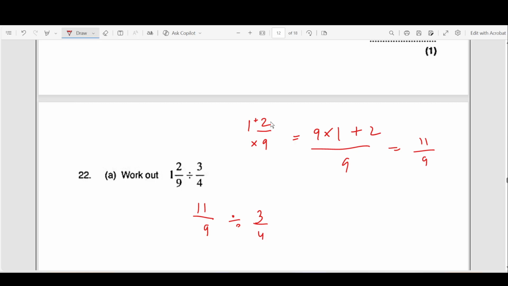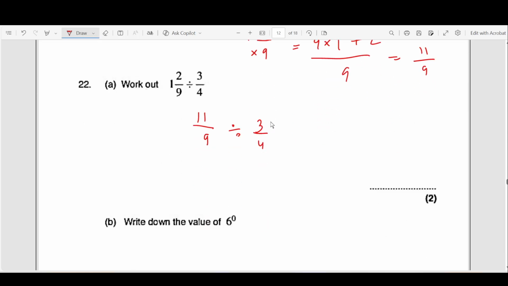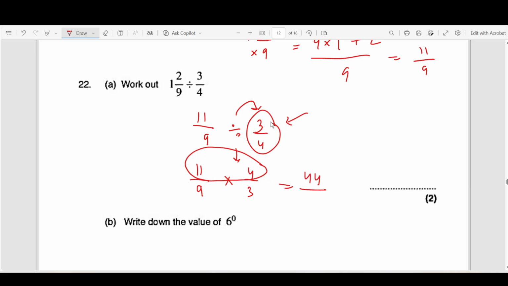Now we got 11 over 9 divided by 3/4. So what we need to do, we keep the first fraction as it is, convert this division sign into multiplication, and flip this. Always flip the fraction which is just after the division. So this will become 4 over 3. Now multiply numerator with numerator, which is 44, and denominator with denominator, 9 times 3, which is 27. And that's our answer.